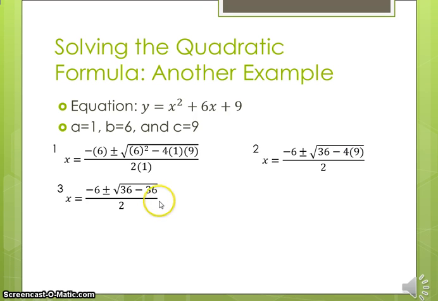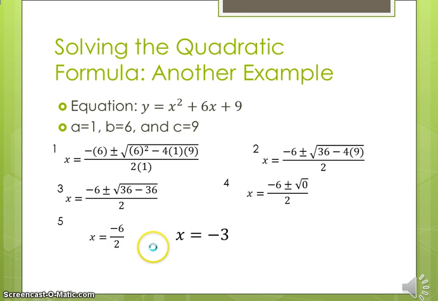Negative 4 times 9 is negative 36. So you get negative 6 plus or minus the square root of 0 over 2. Because the square root of 0 is 0, it becomes negative 6 over 2. So x equals negative 3.